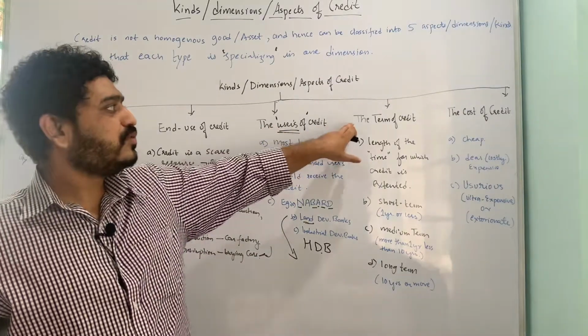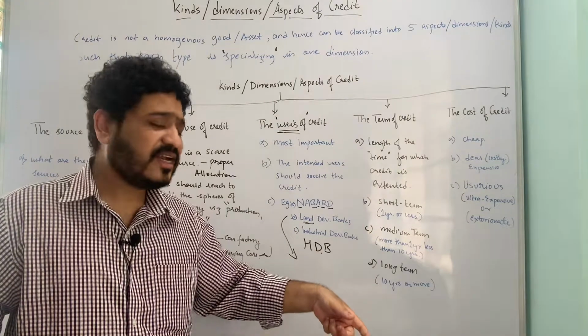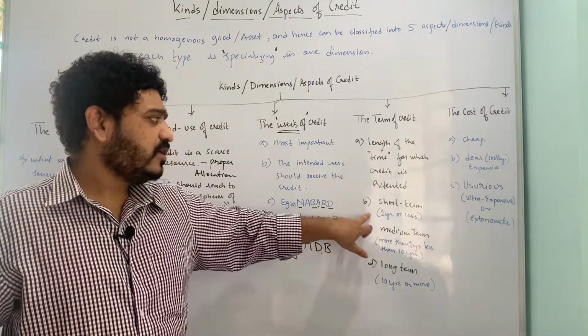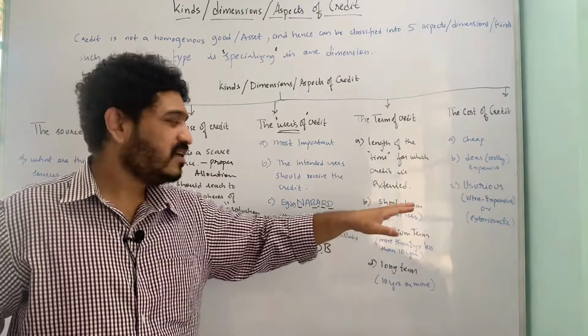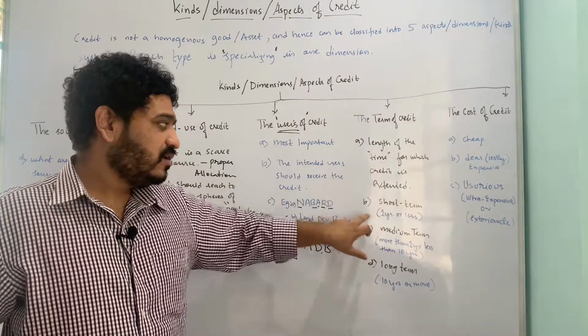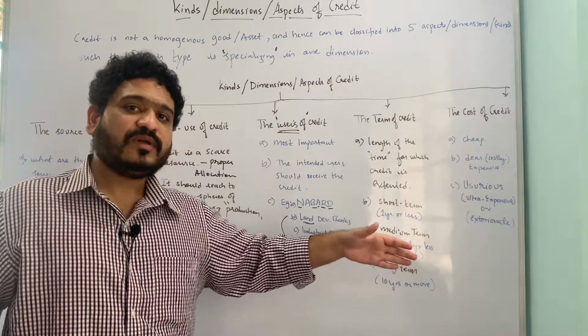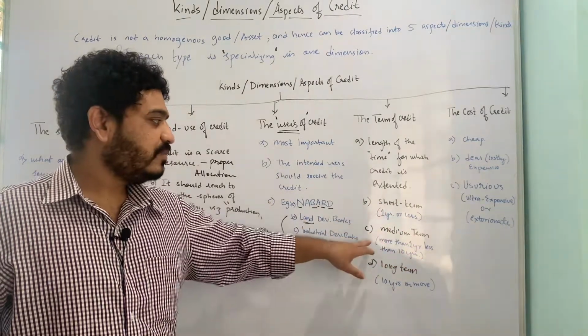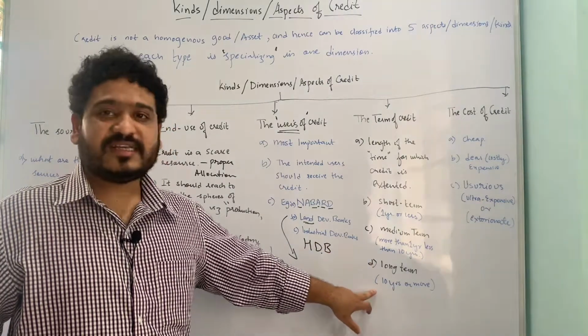Now let us move to the term of the credit. The term of the credit is the length or the time for which the credit is being extended. For example, short term. Short term is 1 year or less. So it can be 6 months, 3 months, up till 1 year. Then you have medium term. Medium term is more than 1 year, that is 1 year 2 months, and then from there till 10 years. And then we have longer term, which is 10 years or more than that.